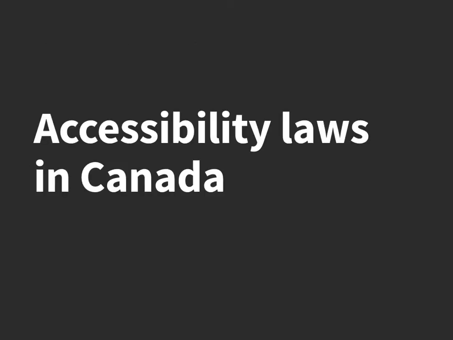So what are the accessibility laws in Canada? Well, so far, 3 provinces have accessibility legislation in place. Ontario, which enacted legislation in 2005, Manitoba in 2013, and Nova Scotia in 2017.